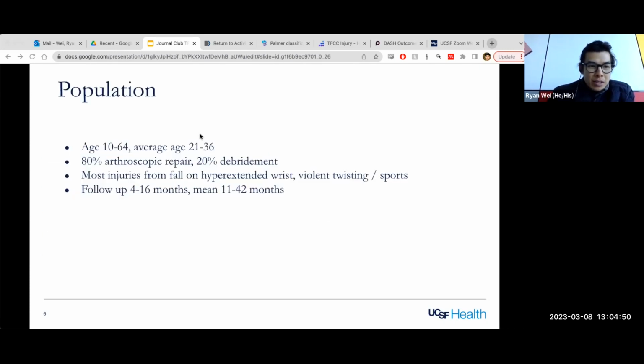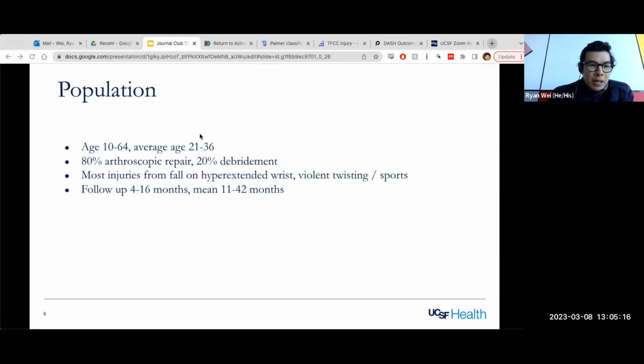Their population was age 10 to 64, and the average age was 21 to 36. 80% of the patients had arthroscopic repair, with 20% having debridement. And then the most common reasons that people had reported for these injuries were traumatic. They did have maybe 1 or 2 studies that addressed degenerative, but primarily were traumatic, with a fall and hyperextended wrist with a twist, and were sports injuries.